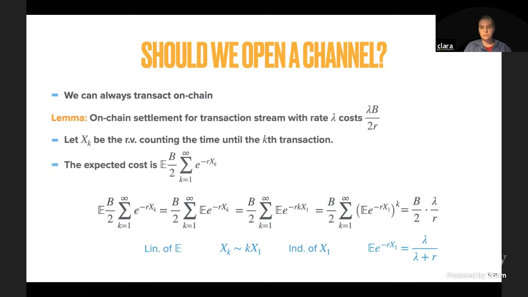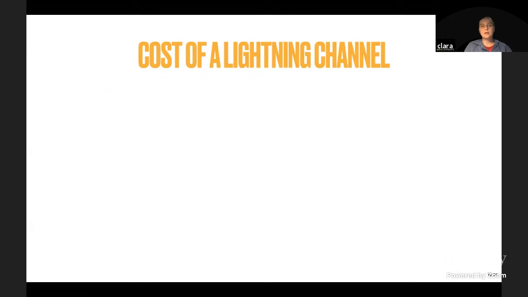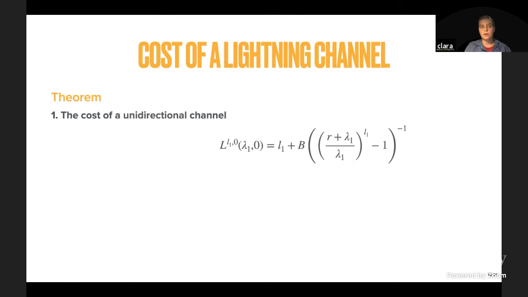So good. The cost of a lightning channel is the following. The first part of the theorem has to do with unidirectional channels. In unidirectional channels, we're assuming that only the first node wants to send Bitcoin to the second node. So you'll find the transaction rate of the second node is 0. And of course, the second node is not going to deposit anything into the channel because there's no reason for them to do it. And this is going to be the cost of the unidirectional channel.